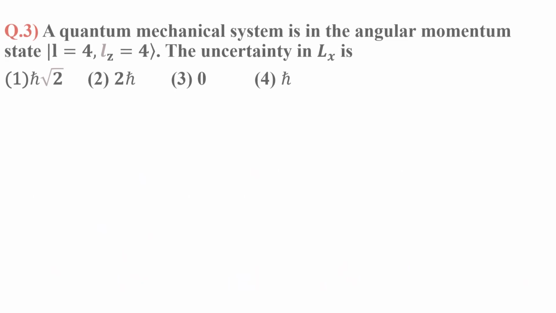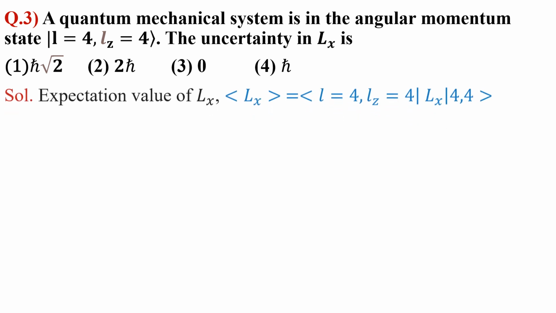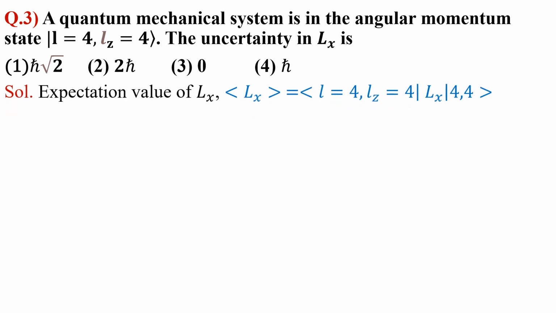Question 3. A quantum mechanical system is in the angular momentum state L equals 4, Lz equals 4. The uncertainty in Lx is option 1, h cross square root 2, option 2, 2h cross, option 3, 0, option 4, h cross. Solution. Let us find the expectation value of Lx.